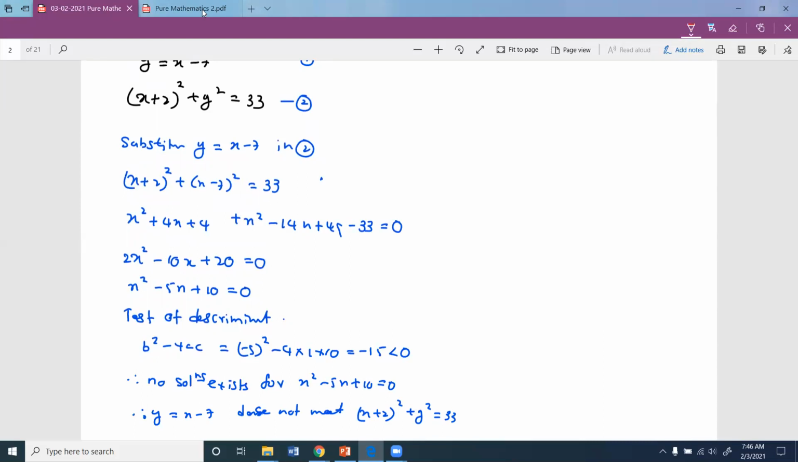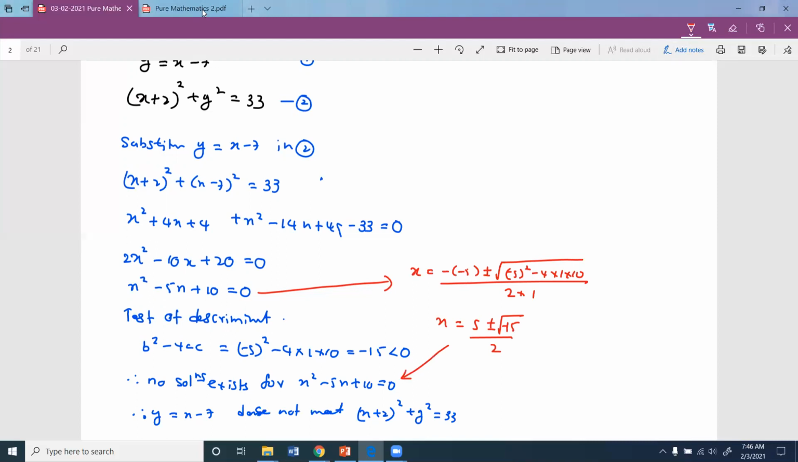Suppose you forget the test of discriminant method, I can start the question from here. I just try to find the solutions for x. x equals minus b plus or minus square root of b squared minus 4ac, where b is minus 5, a is 1, c is 10, divided by 2 times 1. So we can write x equals 5 plus or minus square root of minus 15 divided by 2. Since the square root of minus 15 does not exist, if you put it in the calculator you get a math error. That means there are no roots for this kind of question.